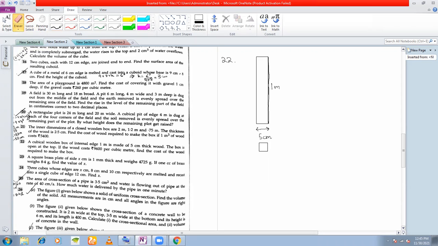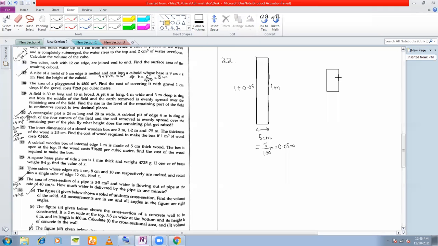The external length is this one, right? What is the external length here? 1 plus 5 centimeter is equal to, if you convert to meters, how much will it be? 5 by 100 meters, which is equal to 0.05 meters, right? So 1 plus 0.05. All of you agree with this or not? Yes.